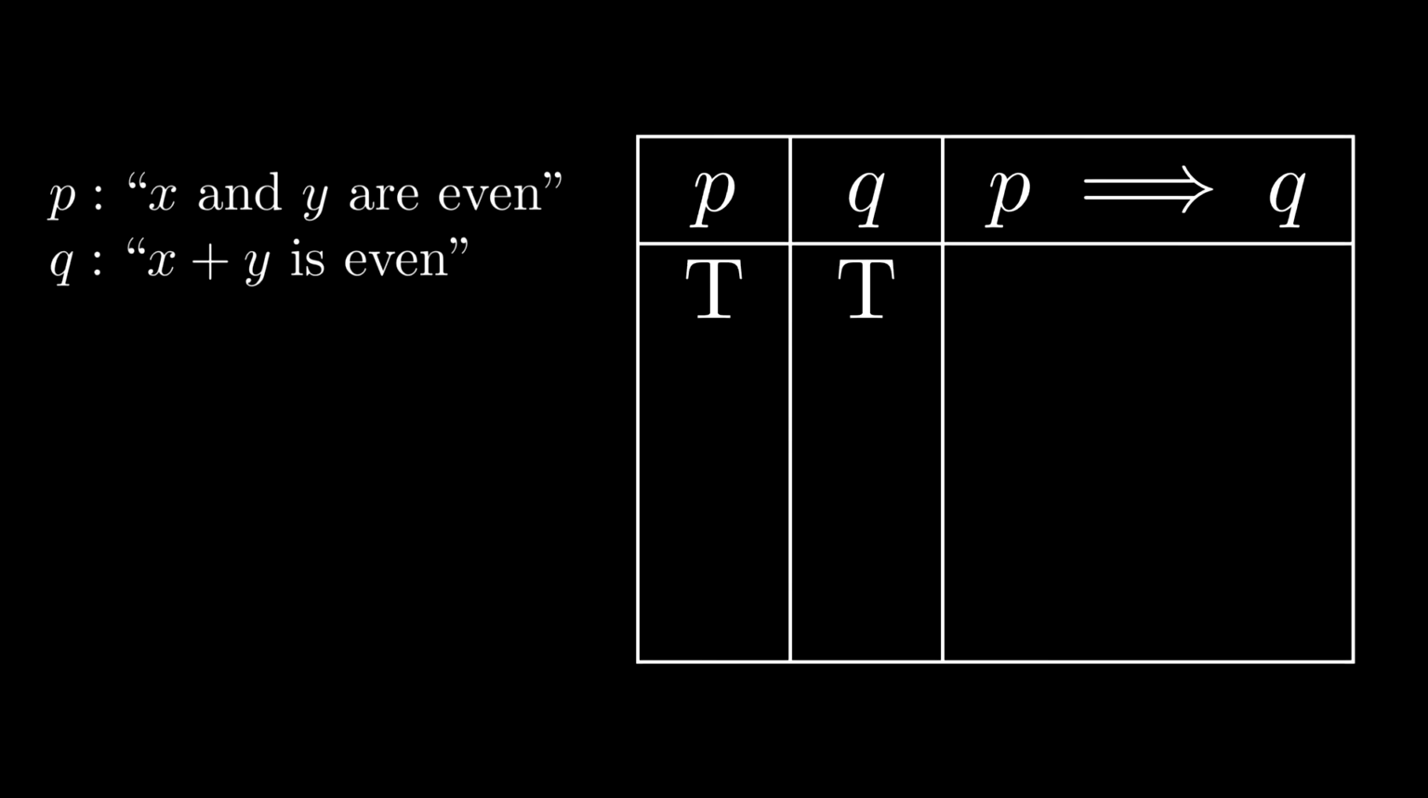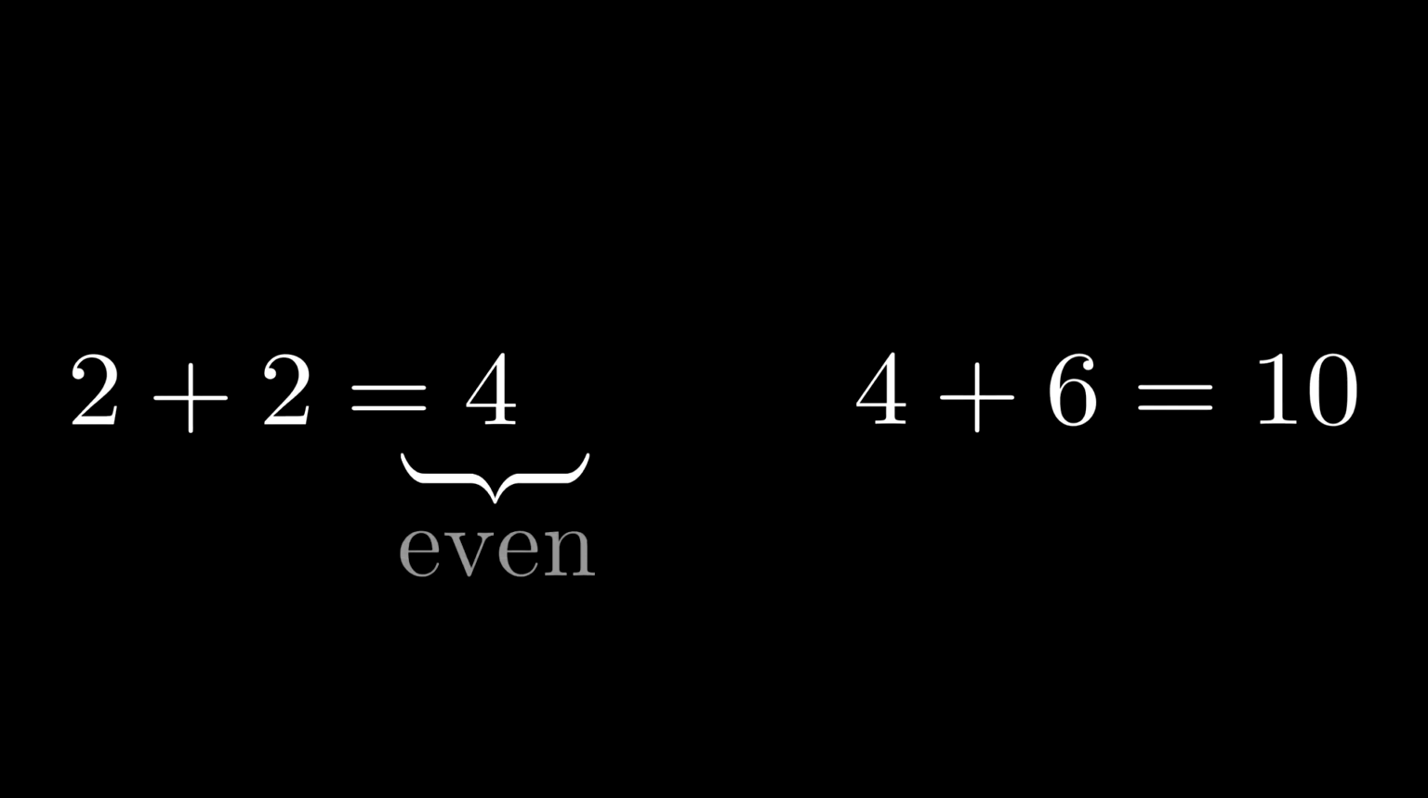Right, so suppose P and Q are true. Then the statement reads as, if we take two even numbers, then their sum is also an even number. Is this true or false? If you think about this for a while and play around with some even numbers, you'll probably find a bunch of examples where the statement is true. For instance, 2 plus 2 is 4, and 4 plus 6 is 10. These alone show that the statement isn't false, and so therefore the statement is true, but it can actually be proven with a little bit of algebra.